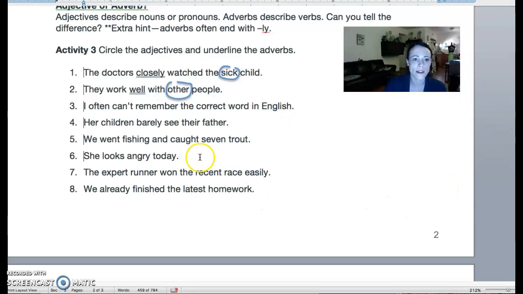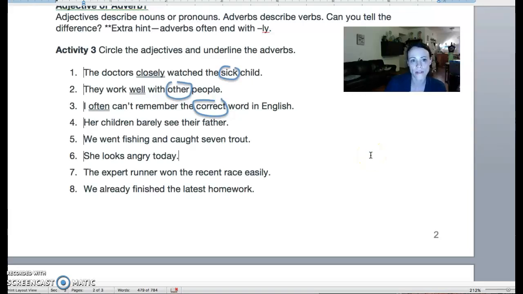Number 3, I often can't remember the correct word in English. Where's the adverb? Often. It says how often you can or can't remember, right? We also have an adjective in the sentence, which is correct. Correct is describing word, and word is a noun.